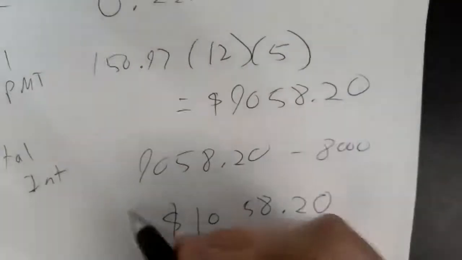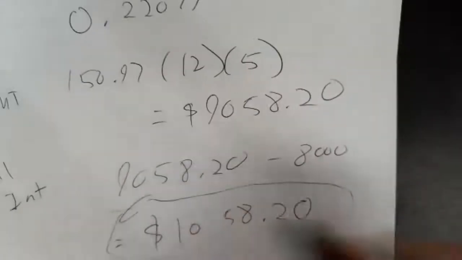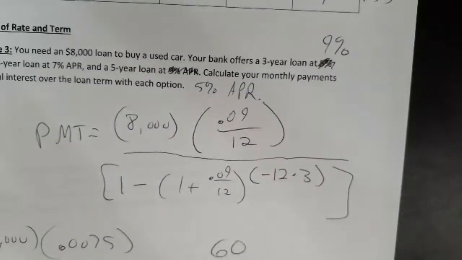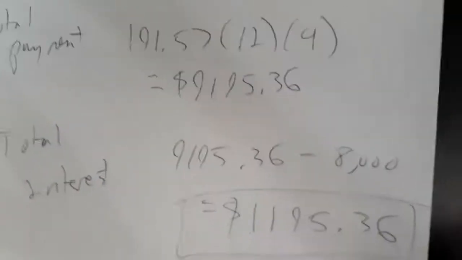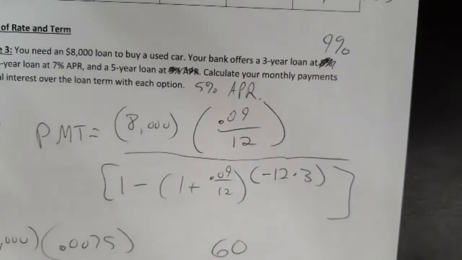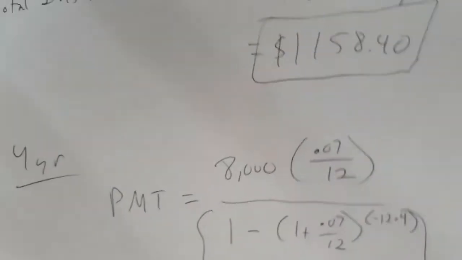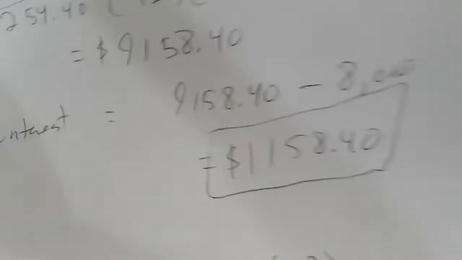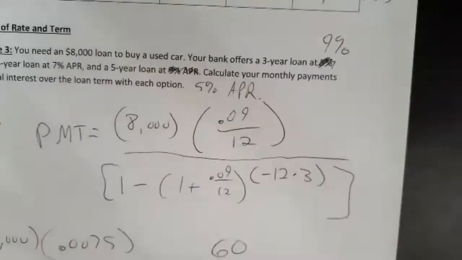So this loan is going to cost me 1058.2. Let's compare that to the other two. This one's total was 1058.2. This guy was 1195.36. And this guy was 1158. So it looks like the 5-year loan had the lowest amount in interest. Your 3-year loan had the second amount, and the 4-year loan was the most expensive.